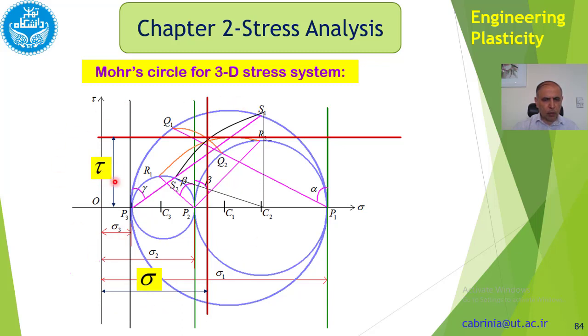So that's how we draw the Mohr circle for the three-dimensional state of stress, and we can get the state of stress. Any point in this circle shows the state of stress, three-dimensional stress, and as alpha, beta, and gamma change, the sizes of these circles change, and we get different values for the state of stress.